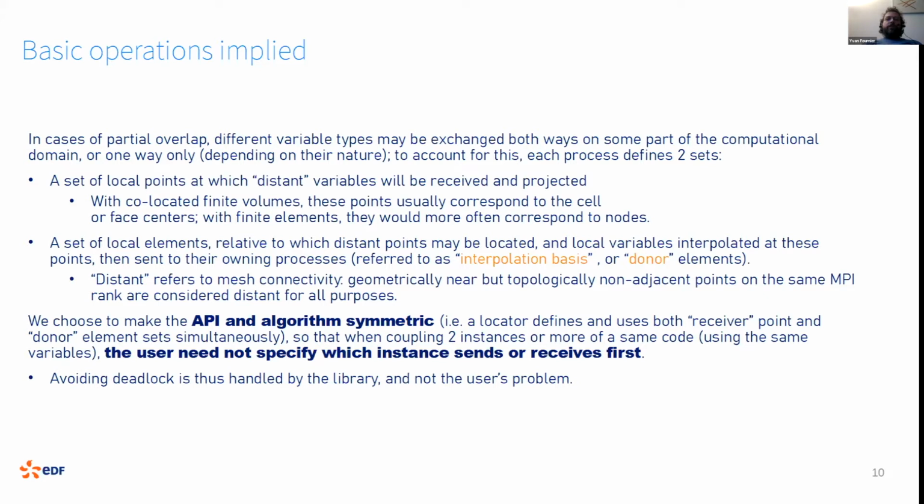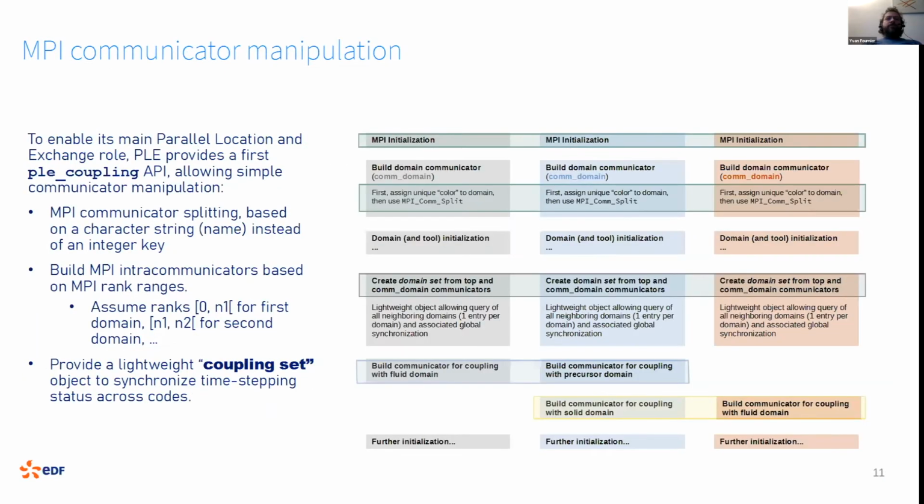with itself. And when we're dealing with the same variable, we don't need to say domain A talks to domain B first, sends to domain B first, and then receives. Everything is symmetric from the user. So we avoid deadlock issues there when we start going over to more than 2 couplings.